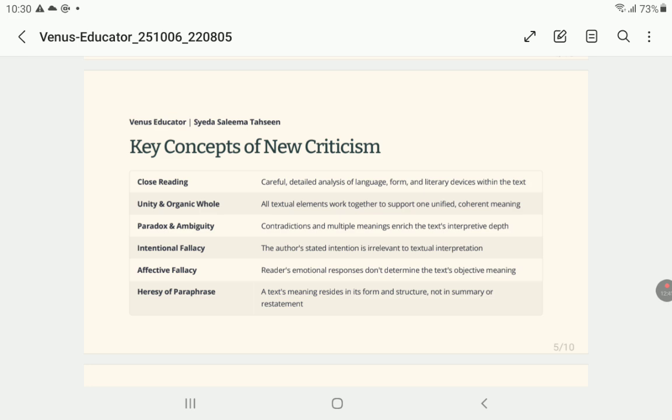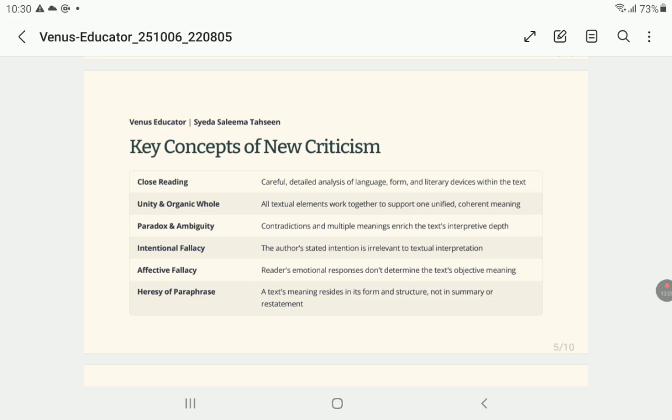The value of text is actually... Affective fallacy means a kind of supposed errors of judgment or evaluation on the basis of emotional effect. So readers' emotional responses don't determine the text's objective meaning.